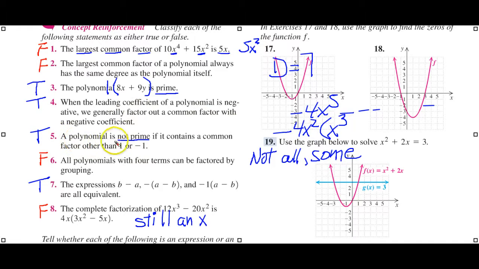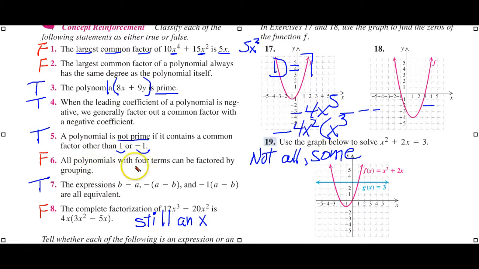In number 5, it's not prime if it contains a common factor other than a 1 or a negative 1. We said up here it's prime, and we could have also taken a negative 1 out of here. That would have made both of these negative if we did it that way.